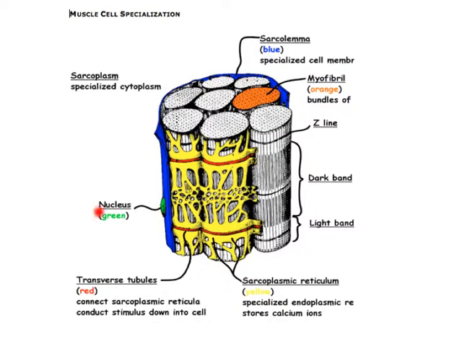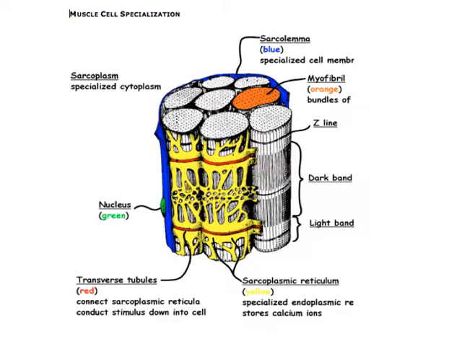Again, there would be just the one nucleus here. The transverse tubules are in red here, sometimes called the T tubules, and they connect the sarcoplasmic reticula, which is plural for reticulum, and they conduct the stimulus down the cell. So once the cell has been stimulated, these make sure that the stimulus goes all the way through the cell. Very important. And then we have the sarcoplasmic reticulum, which are specialized endoplasmic reticula that store calcium ions. Just like we have the sarcoplasm and the sarcolemma, we have the sarcoplasmic reticulum instead of the endoplasmic reticulum. They mean essentially the same thing, but they're specialized for the muscle cell.